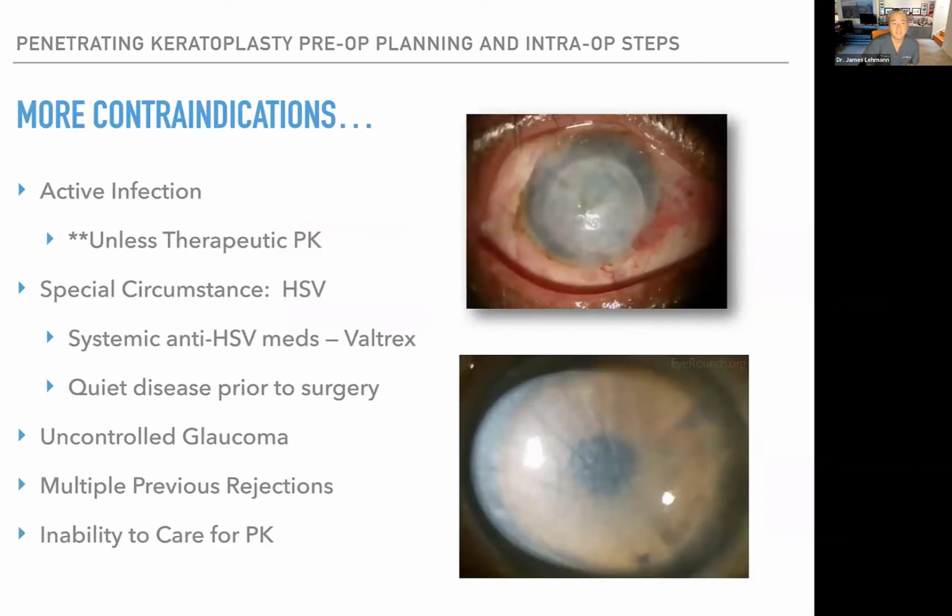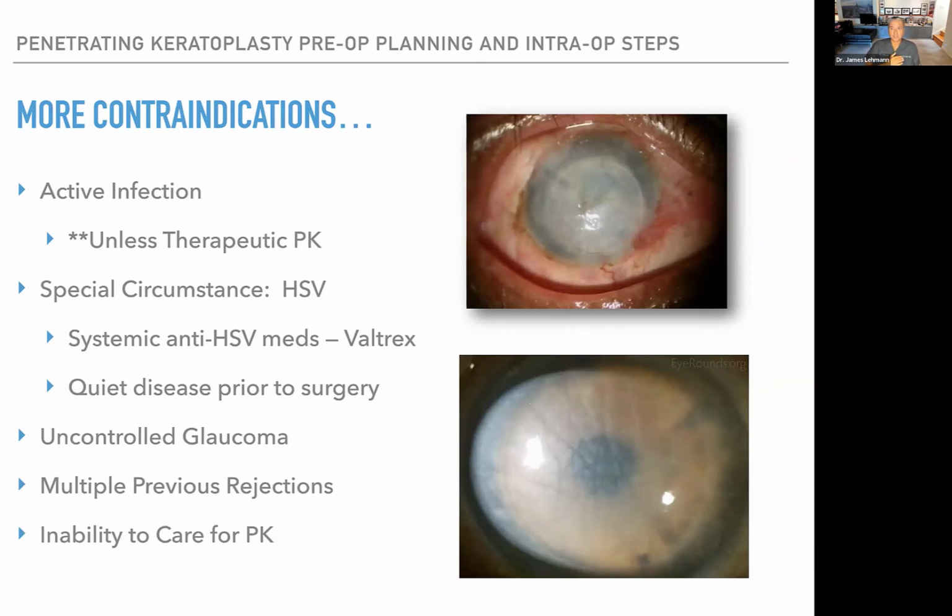So a few more contraindications. An active infection, unless you're doing the transplant as a therapeutic PK, you want to treat the infection first. And HSV is a special circumstance, or VZV. They need to be on systemic anti-HSV meds like Valtrex, and the disease has to be quiet prior to doing the transplant. Uncontrolled glaucoma needs to be addressed first, so the patient needs a tube before the PK, or a trab. And then with multiple previous rejections, obviously each graft has a lower chance of success.